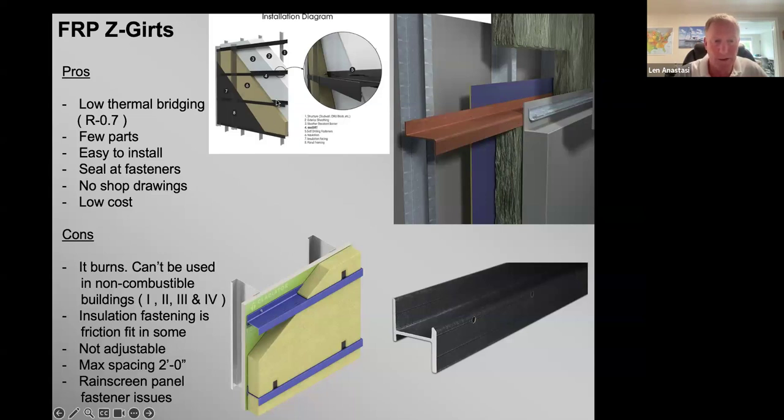Some manufacturers' insulation fastening is friction fit; others can retain the insulation there. There's no adjustability in this, and you don't want to be shimming back here because you don't want convecting currents going behind your insulation. So you have to shim out along the front where you attach the panels. I think the max spacing I've seen is 2 feet, and there are some manufacturers and some studies out there that don't like seeing your screws going through this leg of the FRP. Of course, versus metal, the FRP is going to have a much lower pullout.